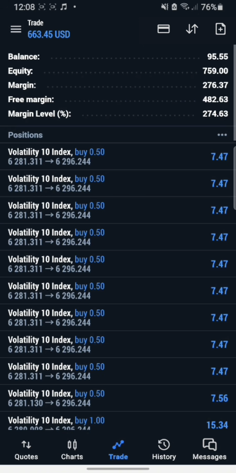Be careful when adding more positions. Sometimes you can reach full margin. It is very important to note that when full margining, you can lose your money if the market retests.